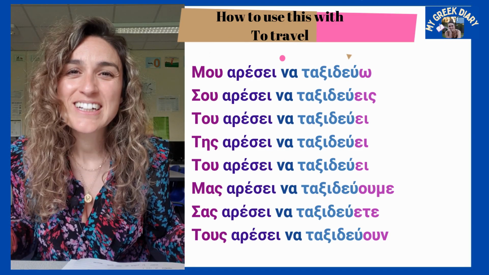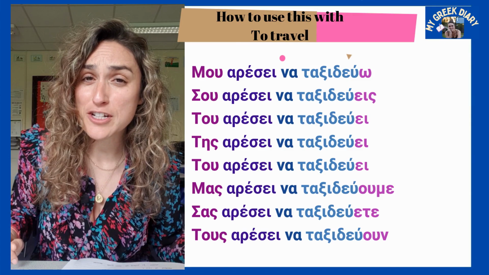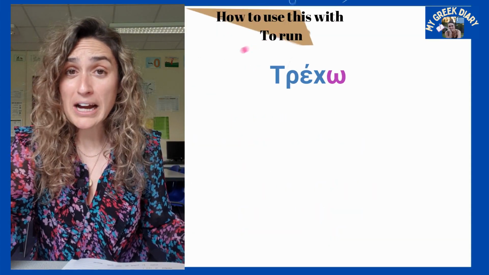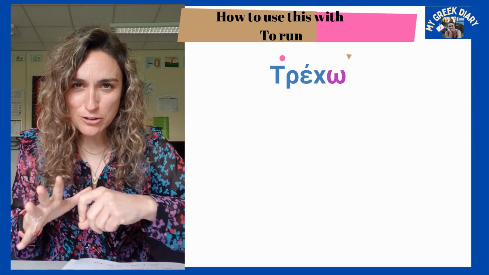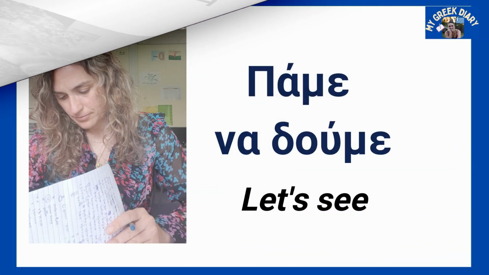How did it go? Did you manage to do it well? Great. Shall we give it another try with the verb, for instance, τρέχω, I run? Let's give it a try again. Do the same. Pause the video, try to write it down with the verb τρέχω, to run.